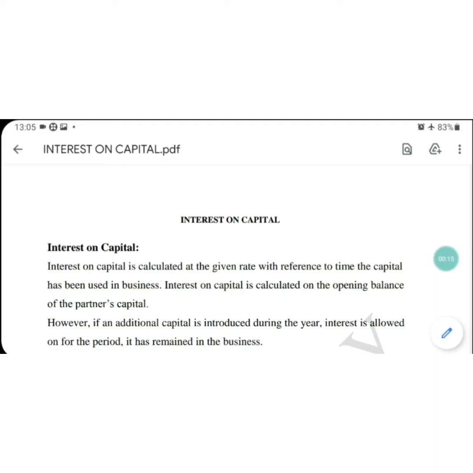In the last three videos which I have sent to you, you were able to see how to prepare the profit and loss appropriation account, the statement of partners' capital account, and how the interest on capital and the interest on drawings are shown in the profit and loss appropriation account, and also how to calculate it.